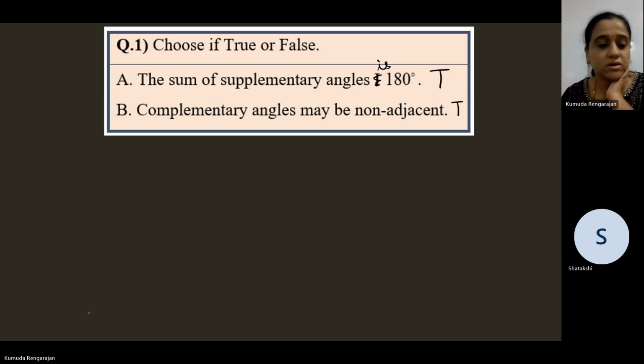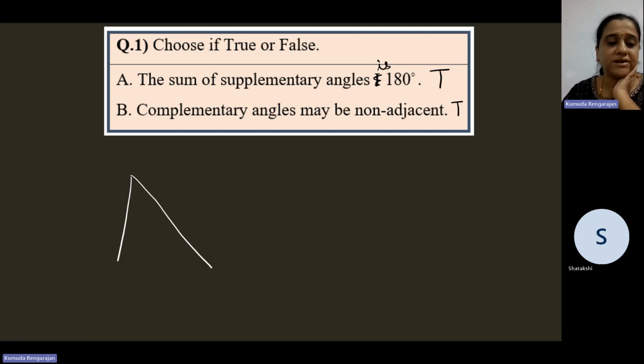Now, if you take this triangle, see, it's a right triangle, okay? Just take this triangle. Say this is 30 degrees and this 60 degrees. Now, these two angles are complementary angles, 30 plus 60, 90. But they're not adjacent angles. True.